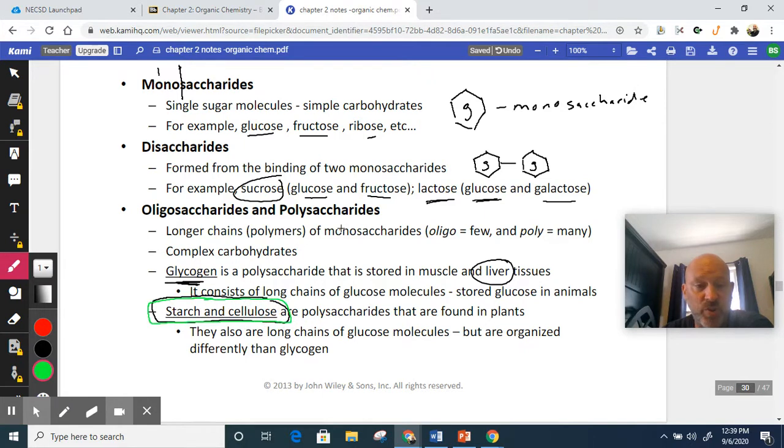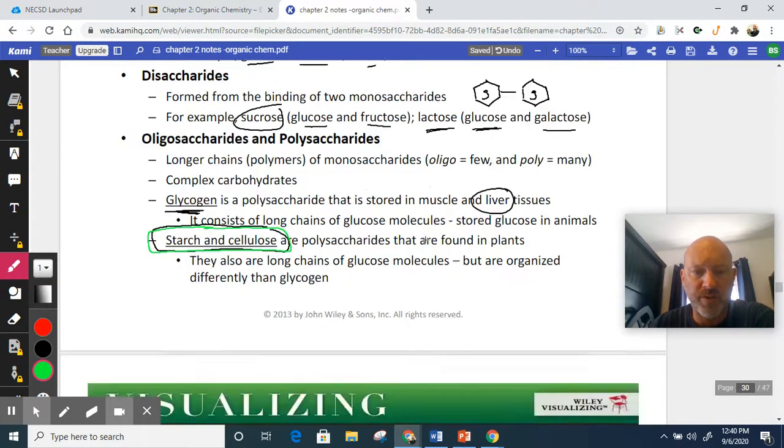Starch is stored glucose, usually found in the roots, right? In the potatoes or in tubers and whatnot. But cellulose is a little bit different because it's the way that the molecules are arranged. It's for strength, really, right? Making up the cell walls.